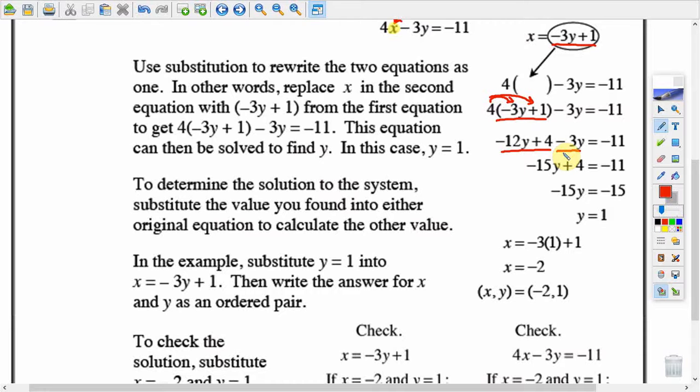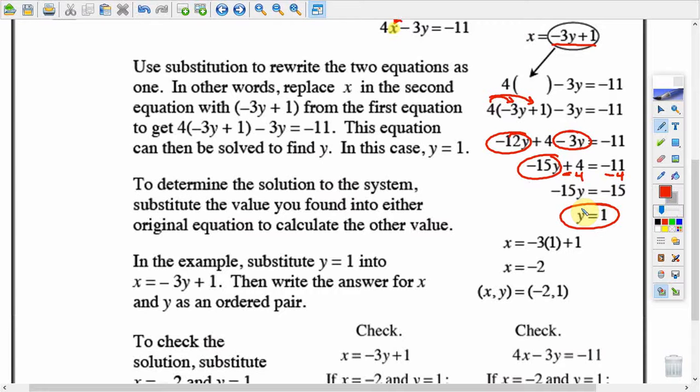We're going to combine like terms. So our like terms in this case are 12y and negative 3y, which will combine to 15y. That gives us 15y plus 4 equals negative 11. Subtract 4 from each side, which gives you 15y equals negative 15, and y equals negative 1.